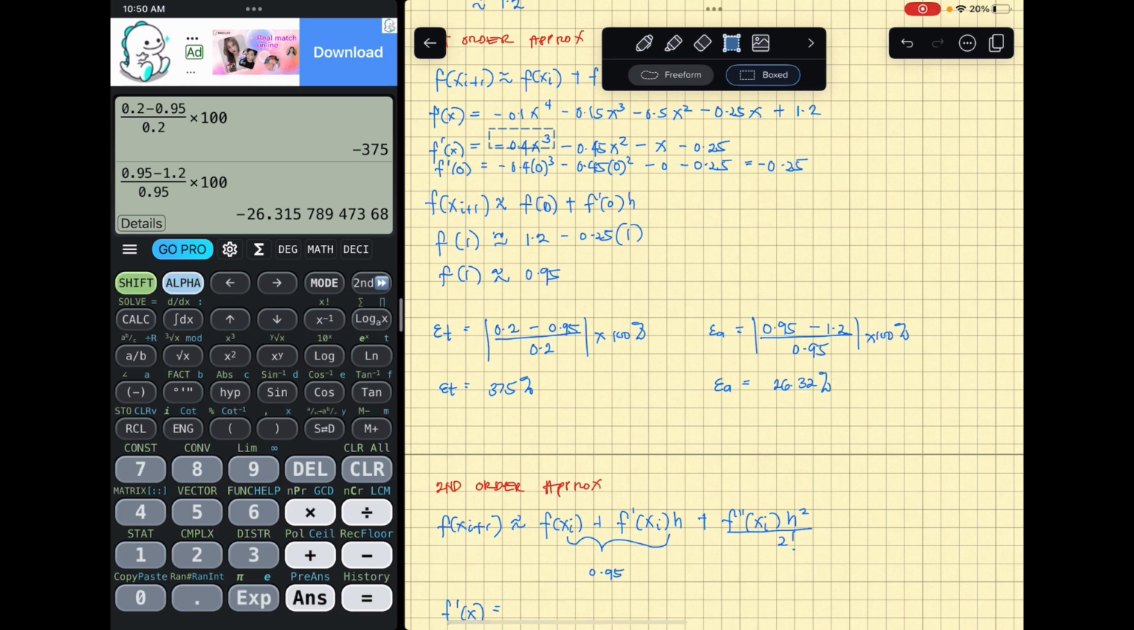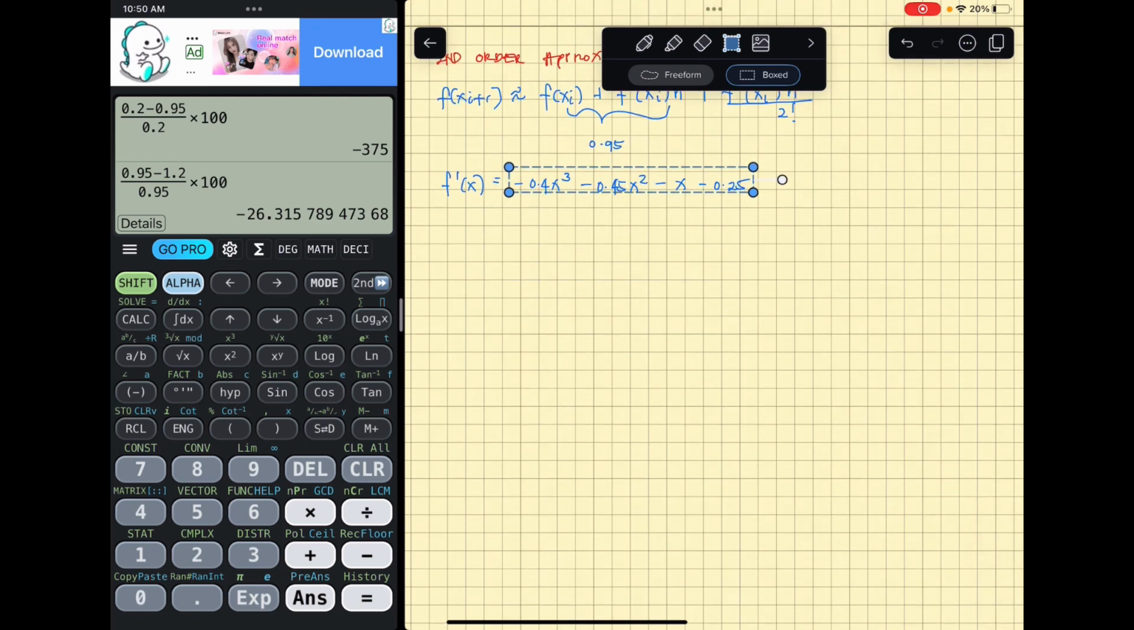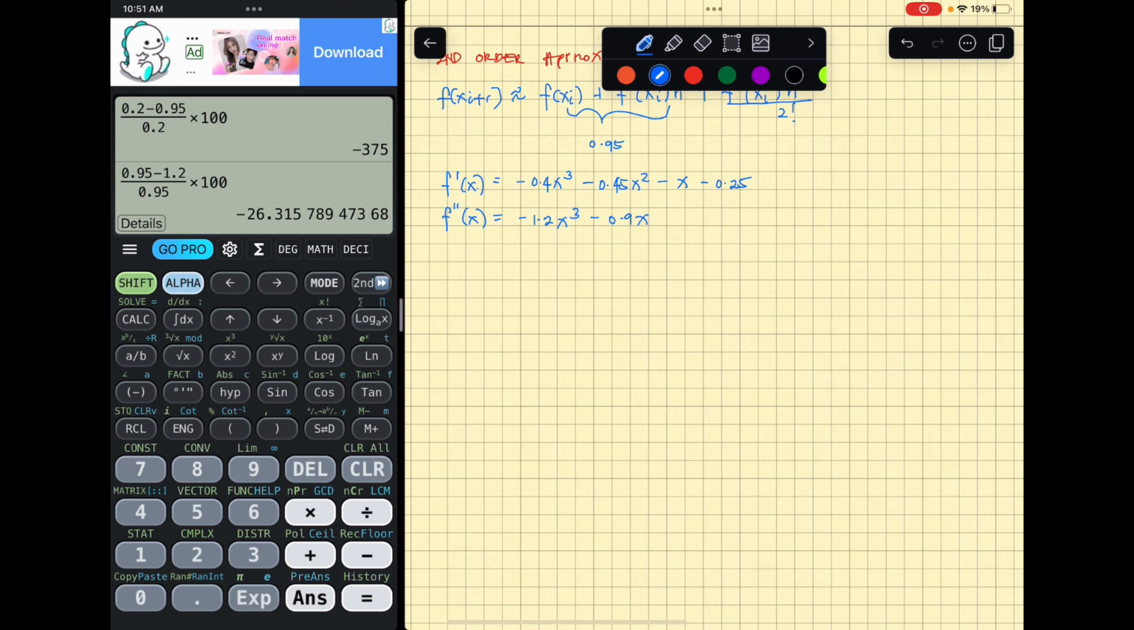Okay, I'll just copy it. Then I'll get the f double prime of x, which will be 3 times 0.4, so negative 1.2 x cubed minus 0.45 times 2, so that will be 0.9 x, then minus the derivative of x, it's just 1, and that will be 0. Then we can now get f double prime of 0, which is negative 1.2 times 0 cubed minus 0.9 times 0 minus 1, which is equal to negative 1.